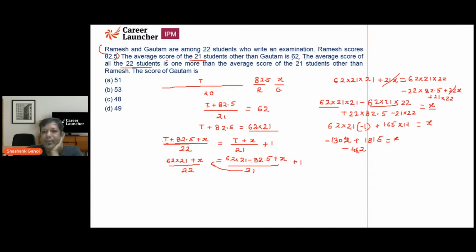Okay. Now I'm going to write the answer. So it is this minus this, which is going to be what? 513 minus 462, and that's equal to x. So x comes out to be 51. That's going to be option A. So basically, we can definitely get the answer, and this is definitely a lengthy and difficult question. More likely, I am going to avoid this question in the exam.